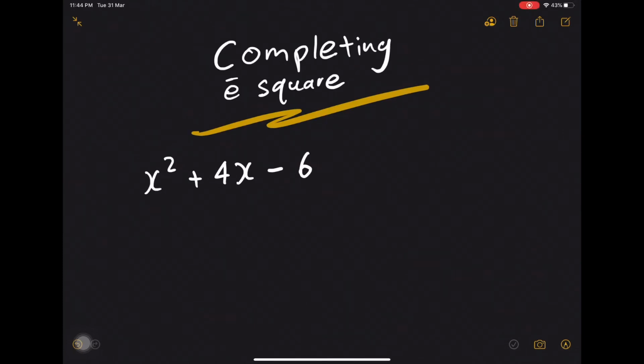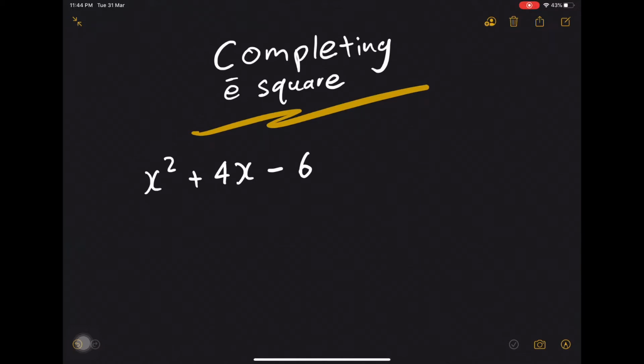Okay, so in this video, I'm going to share with you guys how to complete the square, the easy way and not the hard way. A lot of people ask me, how do I complete the square? Or many of you would have forgotten how to complete the square. So this is the easy way, and afterwards I'm going to show you how to solve the equation.